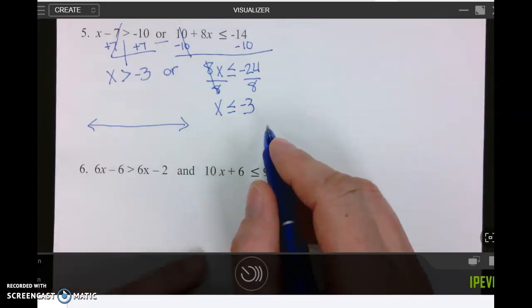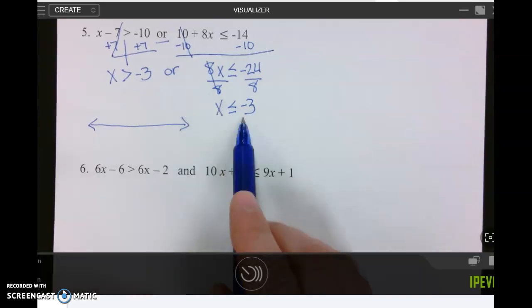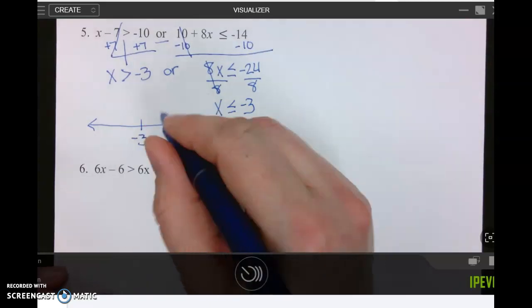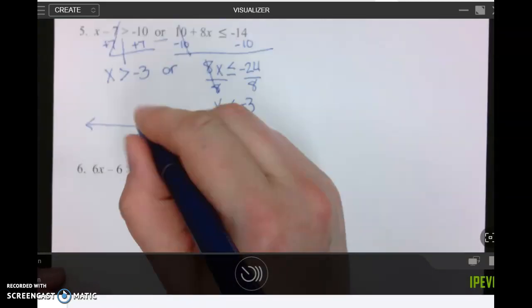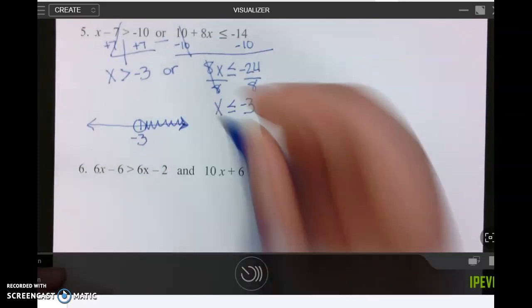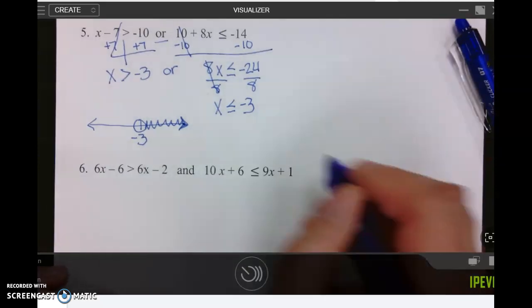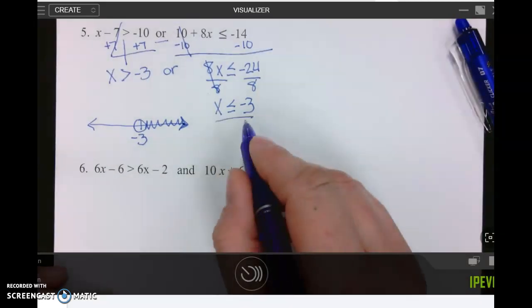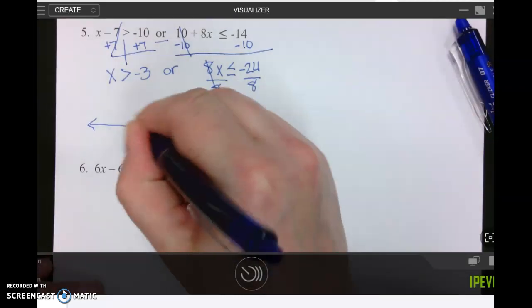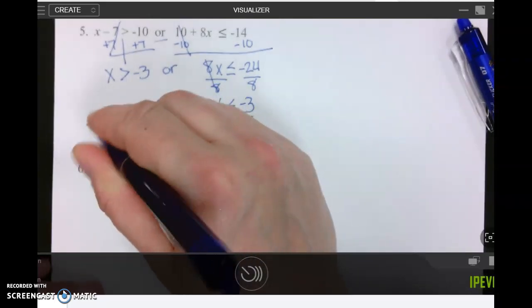And you might have noticed here that this really is a special case because we got a negative 3 for both answers. So, putting negative 3 on the number line, the first case we have is x is greater than a negative 3, which is an open circle shaded to the right. The negative 3 is not included. But then our second solution, we have x is less than or equal to a negative 3. Here the negative 3 is included. We fill in the circle. And it's shaded to the left.